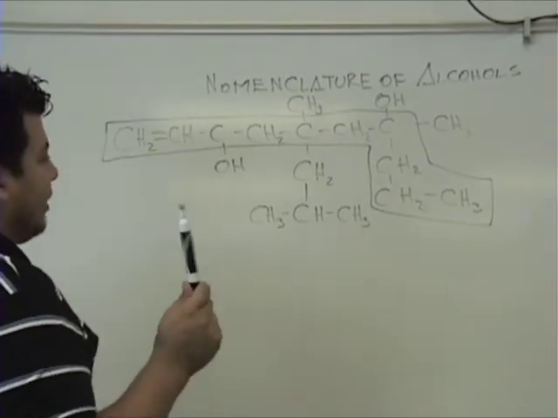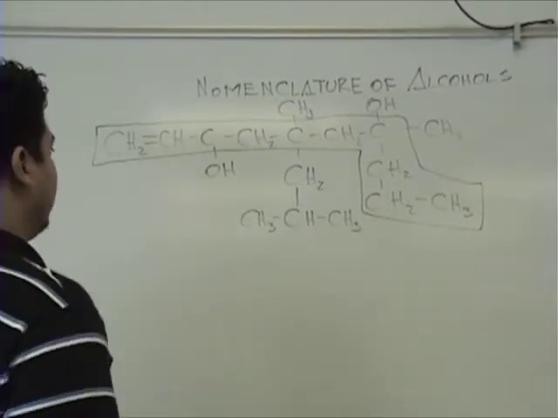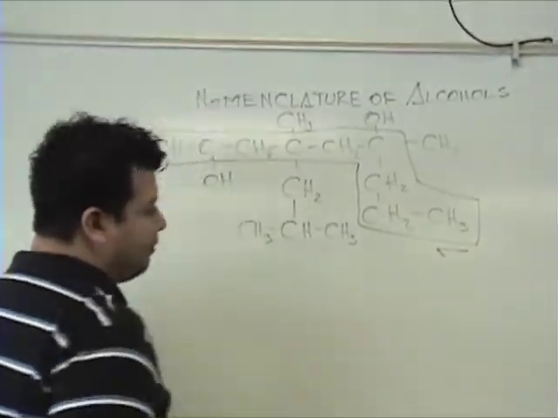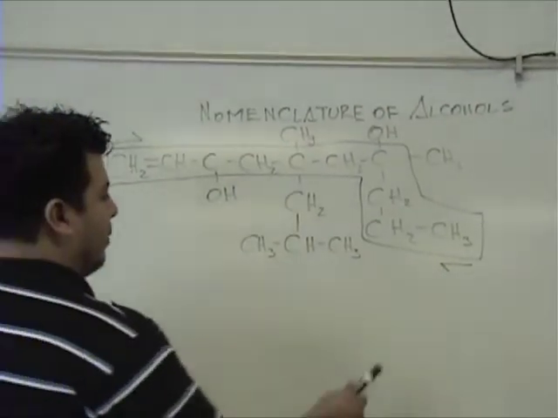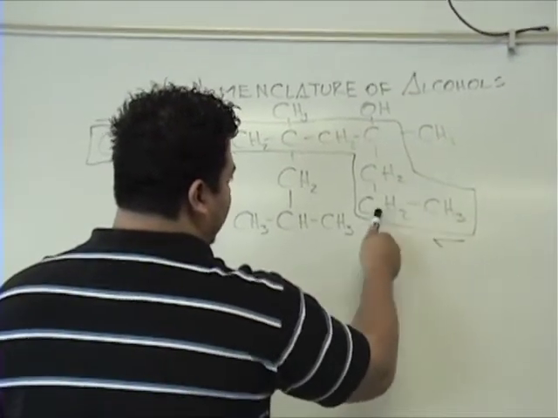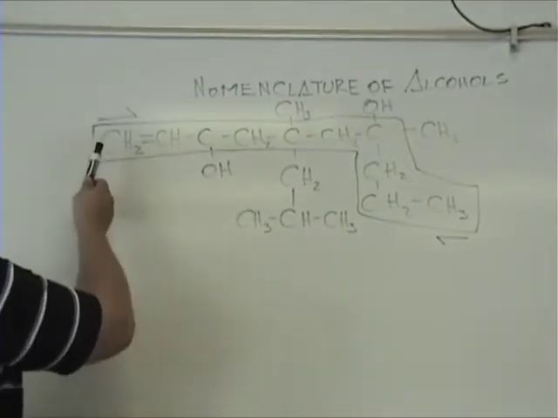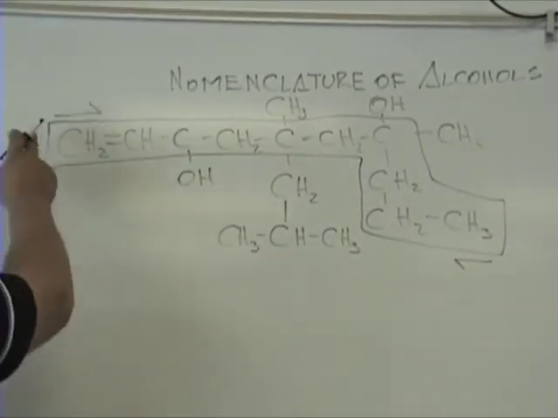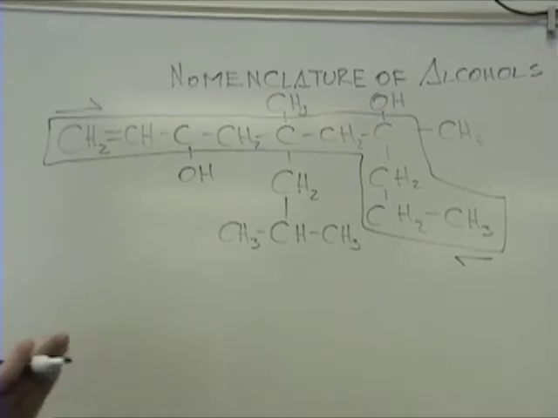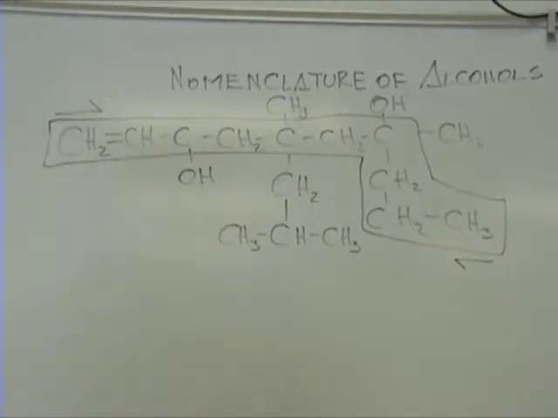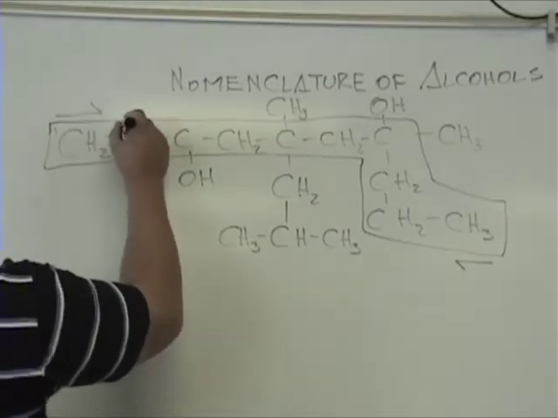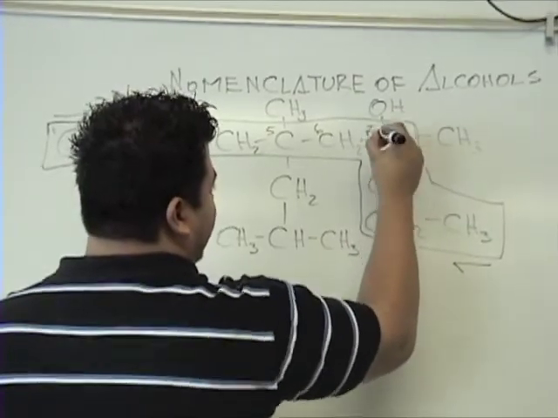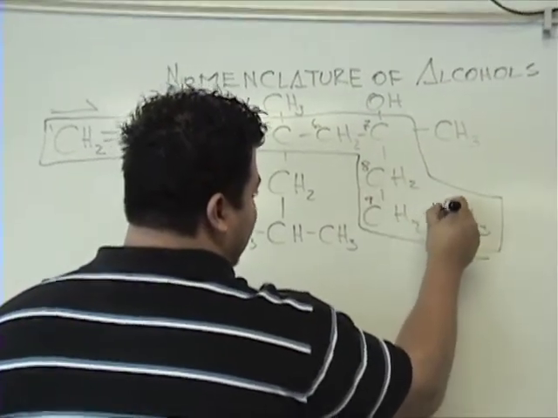Now, the second step was numbering it. And so I have the option to start from here, or I have the option to start from here. If I start from here, I get my functional group 1, 2, 3, 4. If I start from here, I get my main functional group 1, 2, 3. So I will start from this one because it gives the functional group lower priority. So I will say 1, 2, 3, 4, 5, 6, 7, 8, 9, 10.